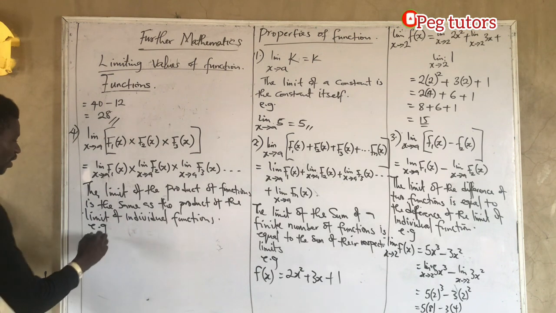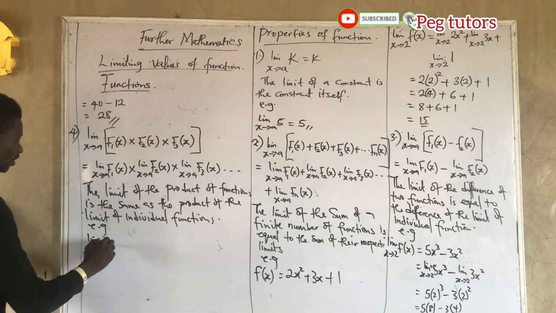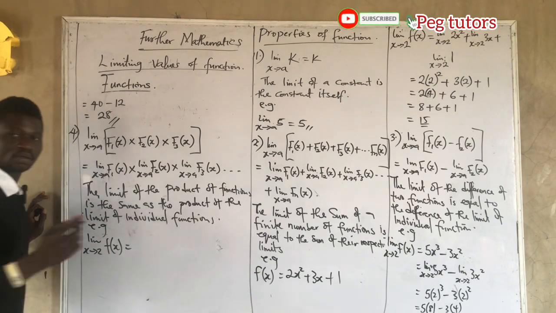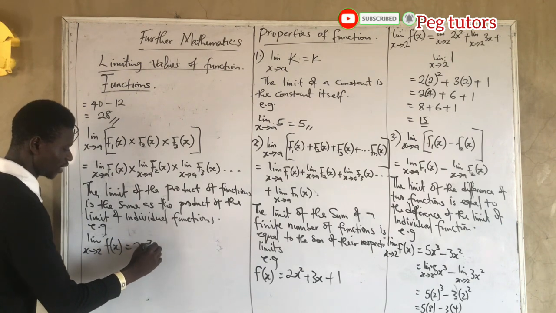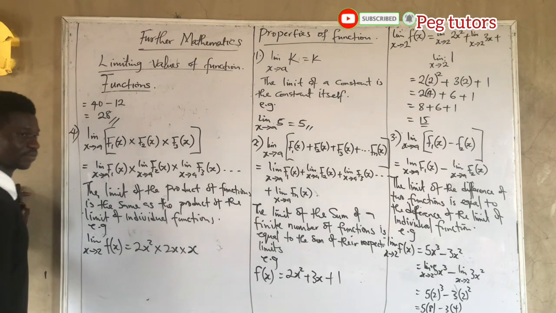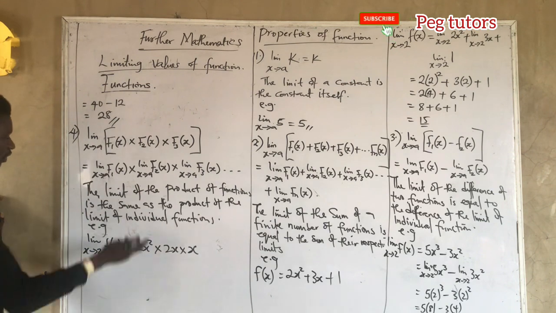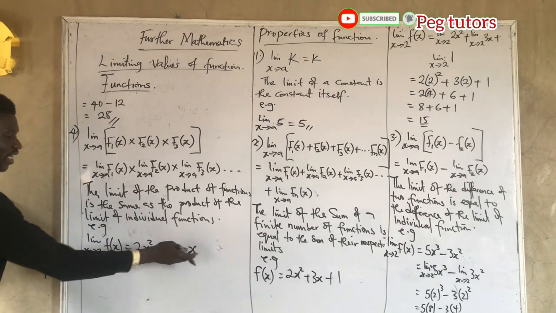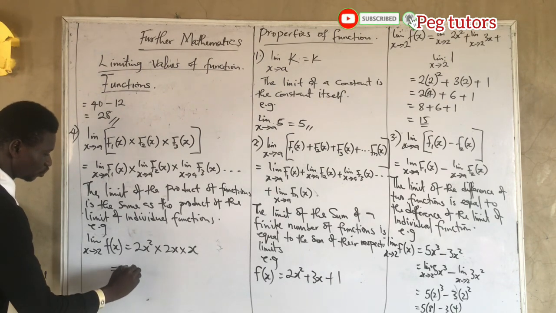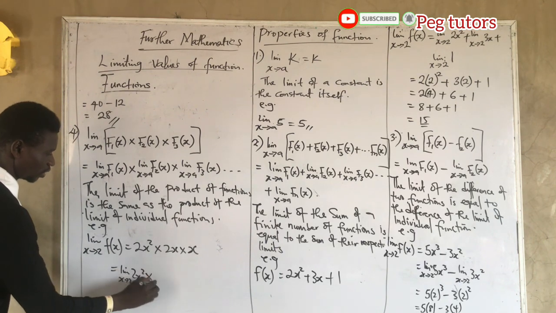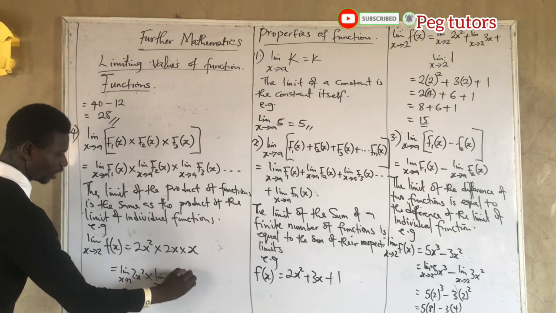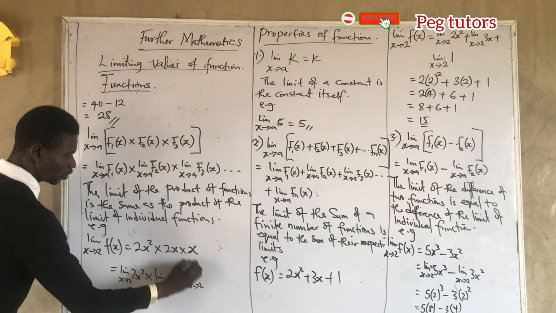2, for example, f of x, and the f of x is, what shall we put? 2x squared times 2x times another x, for example, right? Now let's do that. It's the same thing as taking the limit individually and multiplying them together. So you have the limit as x tends to 2 of 2x squared, times the limit as x tends to 2 of 2x, times the limit as x tends to 2 of x.